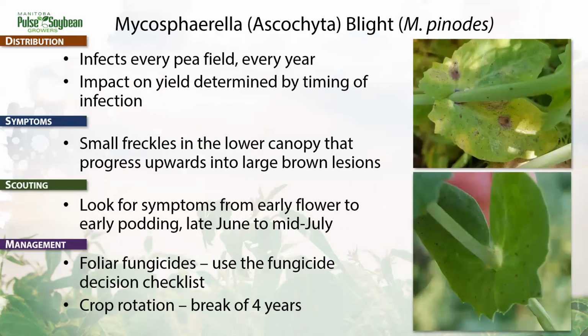In summary, Mycosphaerella blight is our main foliar disease of concern. Early infections are much more troublesome and concerning. So we're looking for those small freckles in the lower canopy, and we're aiming to prevent them from moving up the plant. So we're scouting around flowering and early podding to determine if those fungicide applications might be necessary, really leaning on that decision worksheet.